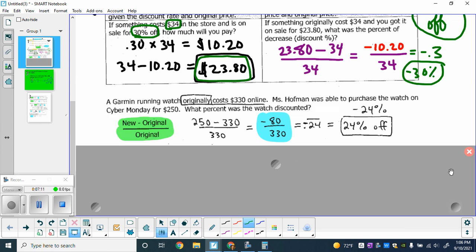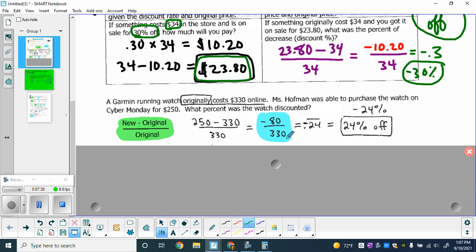So a Garmin running watch originally cost $330 online. And I was able to purchase it on a Cyber Monday for $250. So I want to know what percent was the watch discounted. So again, if I got it for $250, that's my new price. And it was originally $330. And if I subtract those, it shows that I saved $80. That's the difference. I saved $80.